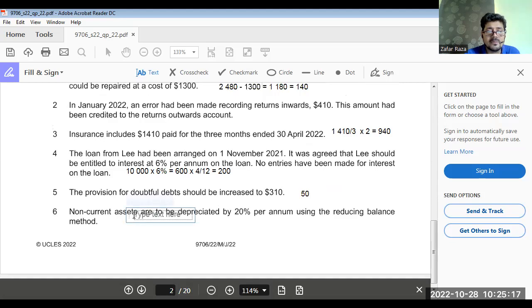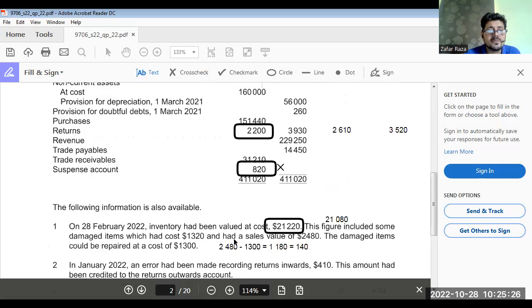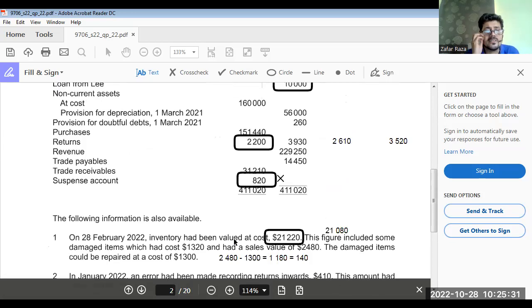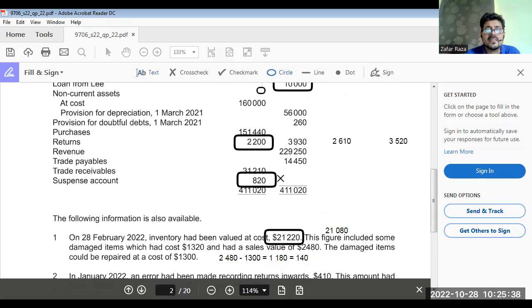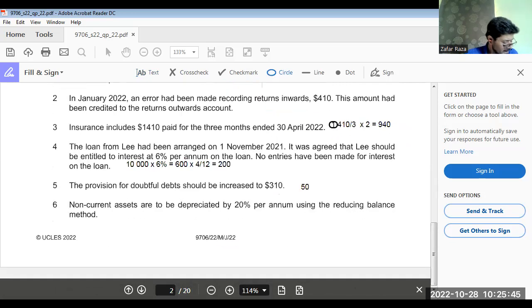Non-current assets are to be depreciated by 20% per annum using the reducing balance method. So how much is the depreciation for the non-current asset? How to calculate? Non-current asset cost is 160,000, and the provision is 56,000. So 160,000 minus 56,000 multiplied by 20%. Getting my point clear? So we'll do it over here.